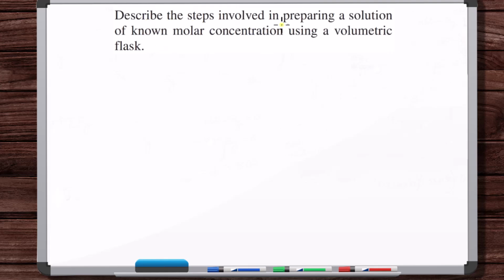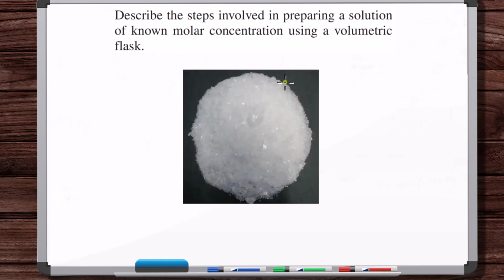Describe the steps involved in preparing a solution of known molar concentration using a volumetric flask. Molar concentration is another term for molarity. If someone refers to the molar concentration of a certain solute in the solution, they're referring to molarity, which makes sense because it's the concentration with the amount being moles. Let's say we wanted to prepare an aqueous solution of silver nitrate with a specific molarity. Here's silver nitrate.